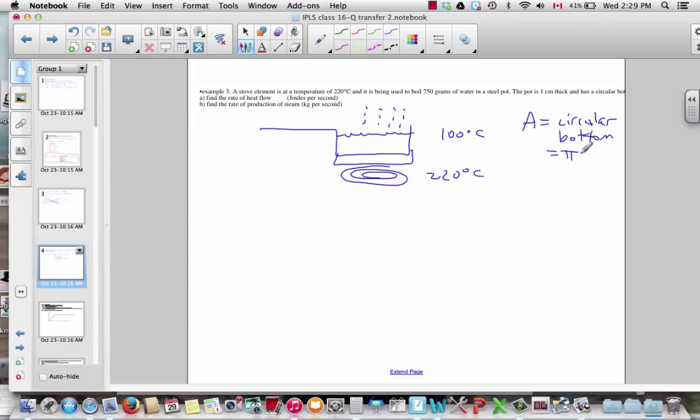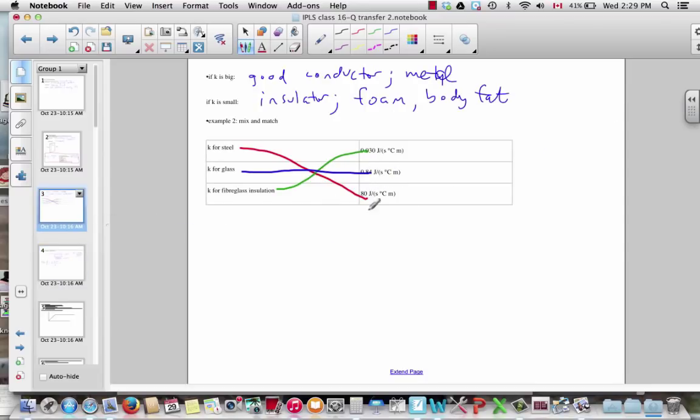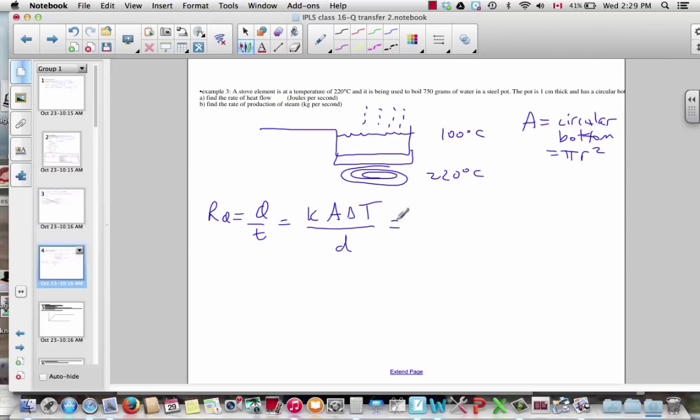So we've got pi r squared for that area. So we want to find the rate of heat flow, that's the amount of joules per second of thermal energy flow. That's conductivity, area, temperature difference divided by thickness. So it's steel, so we look back at the previous page and say that was 80 watts per meter Kelvin, or 80 joules per second centigrade meter.